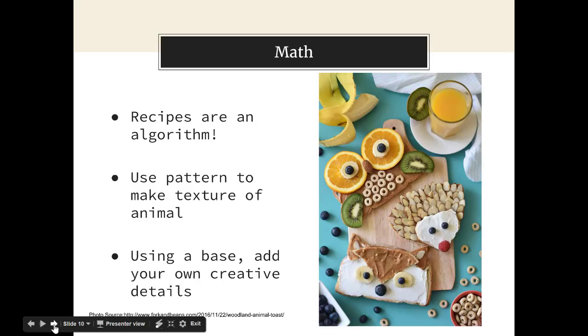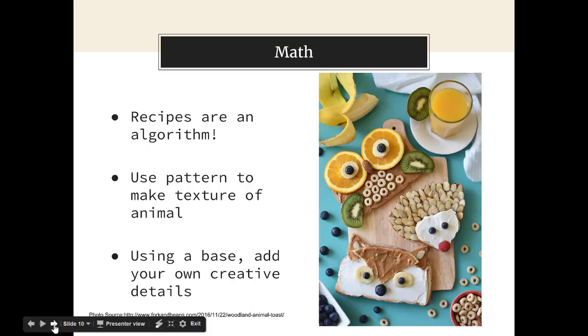A favorite recipe is a great example of CT in math. Let's look at the recipe for animal toast. We see algorithms in the amount of ingredients and decomposition in the broken down set of sequenced instructions, or even when turning the recipe into a fraction lesson.